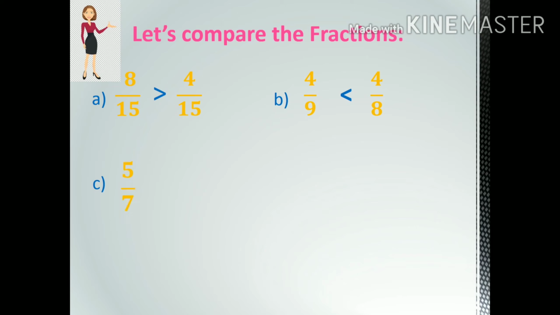Part C, 5 upon 7 and 5 upon 7. As we see both the numerator and the denominator are same here, so these fractions are equal. Next, 2 upon 5 and 3 upon 5. As the given denominators are equal, we will just compare the numerators. Greater the numerator, greater is the fraction. So 3 upon 5 will be greater than 2 upon 5.